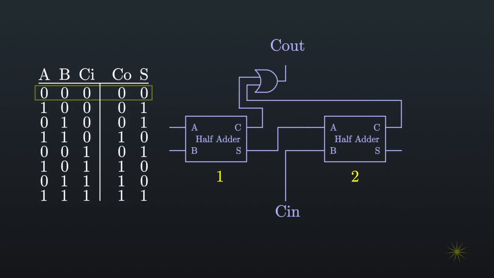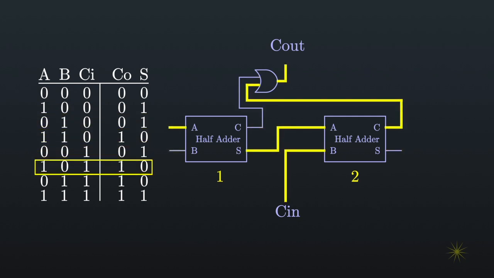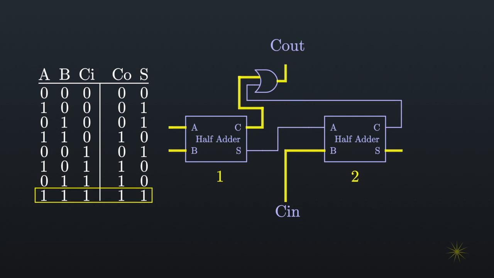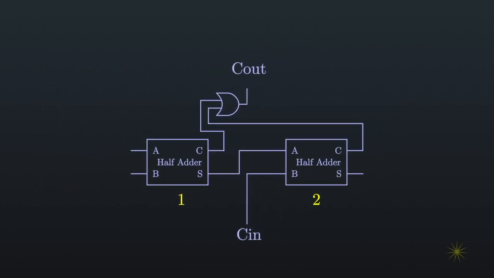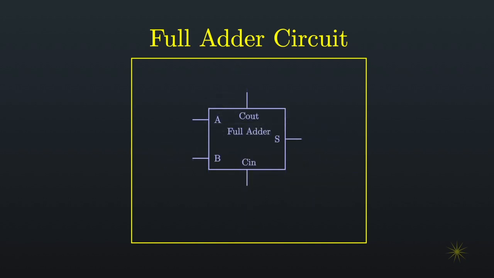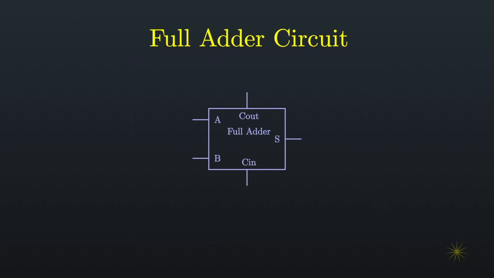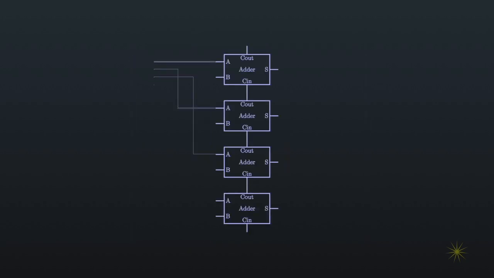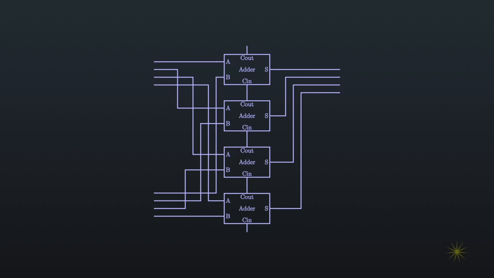Now that we have our circuit, let's run through all the possible combinations. This is our full adder circuit. It can add up to 3 base 2 digits together and give us a result. And as we did before, let's encapsulate it into its own box in order to keep things simple for ourselves.